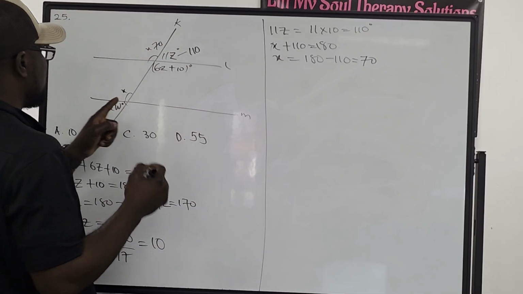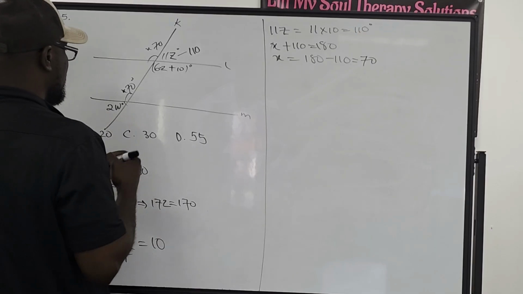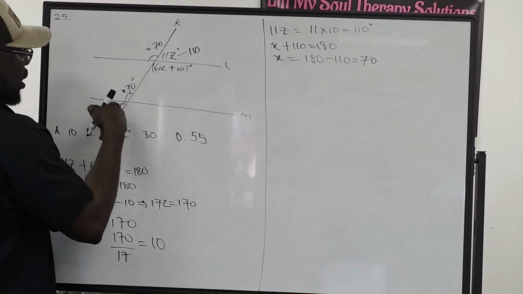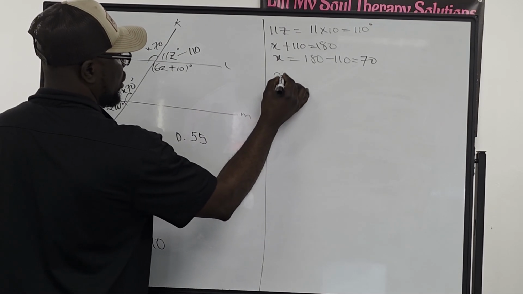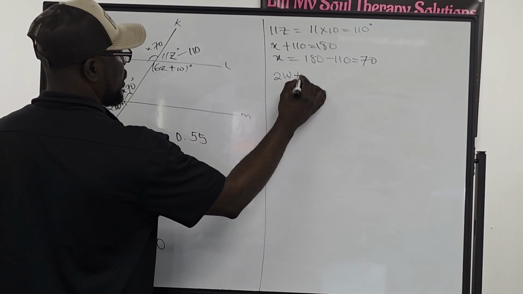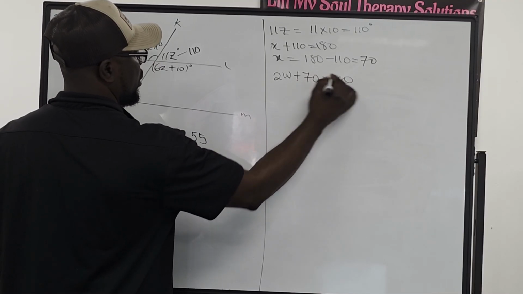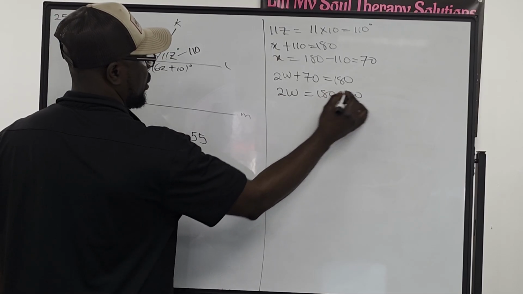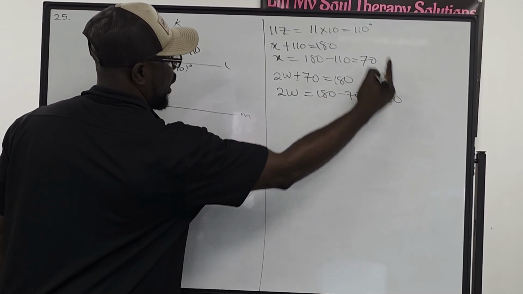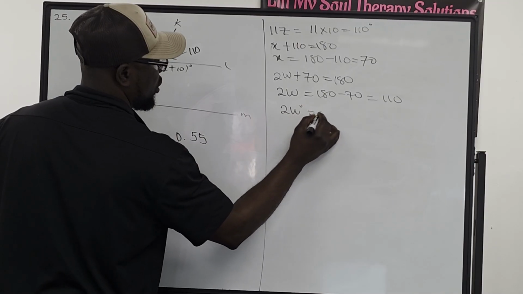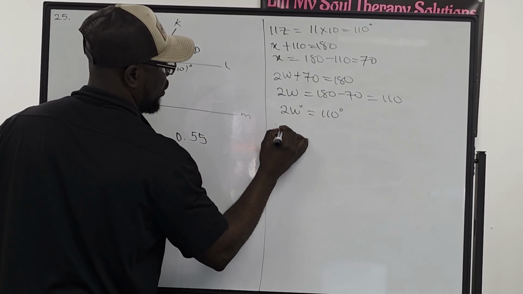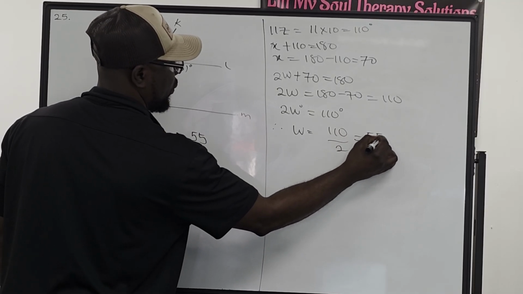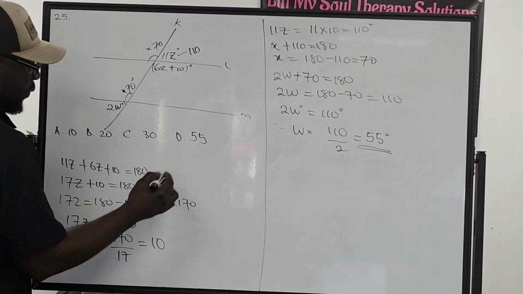So if this is 70, this is also 70, right? And now we can easily find 2W. So 2W plus 70 is equal to 180. So 2W is equal to 180 minus 70, and that gives us 110 again. So 2W degrees is equal to 110 degrees. Therefore, W is equal to 110 divided by 2, which is 55 degrees. So W is 55 degrees.